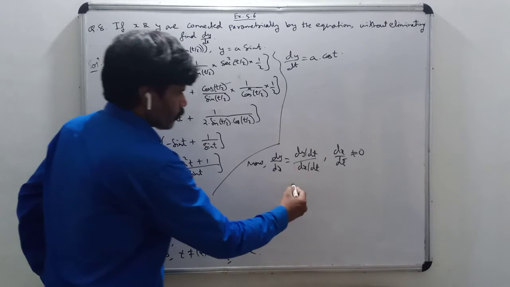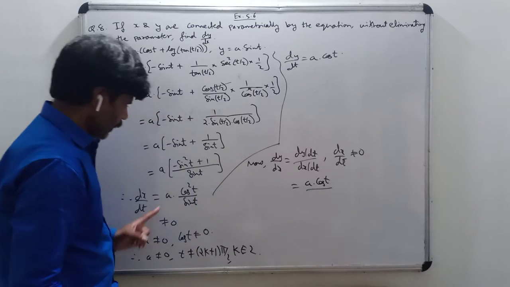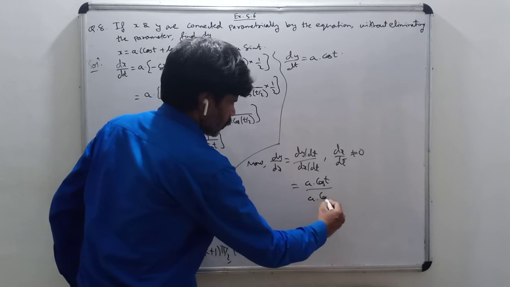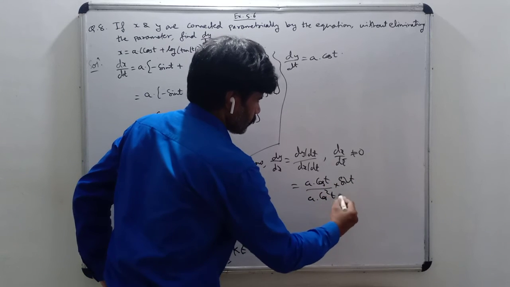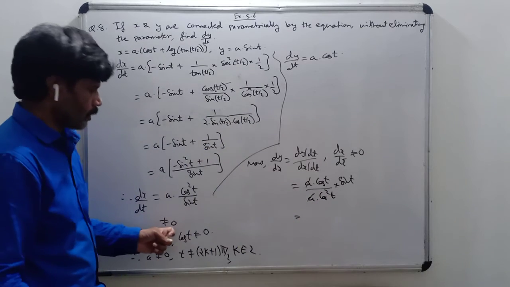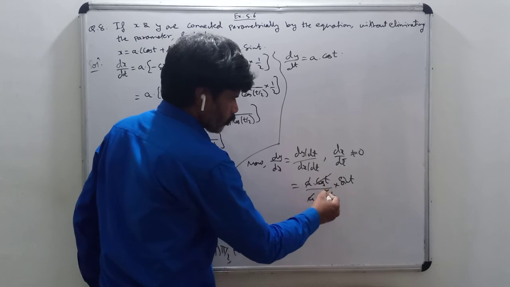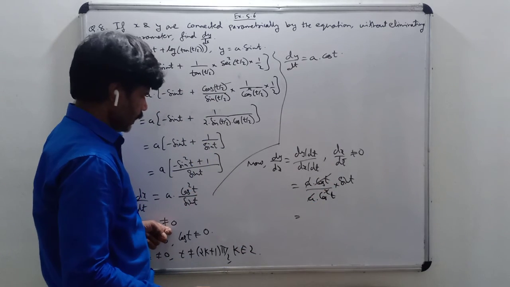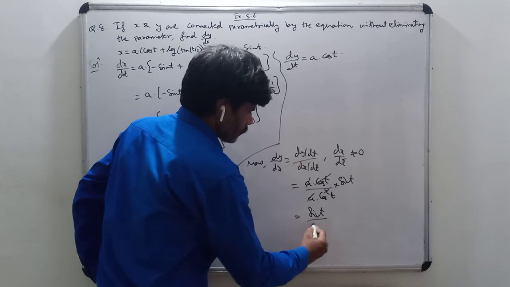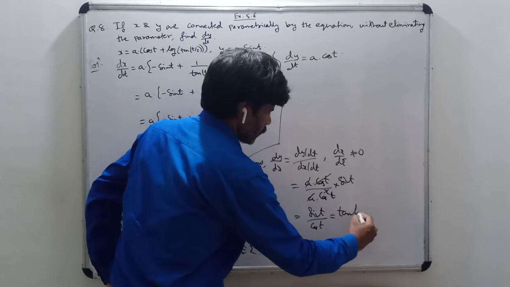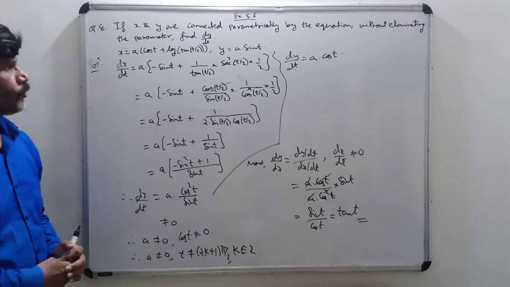Now you put here: dy by dt is a cos t upon dx by dt, which is a cos square t by sin t. So sin t will go in the numerator. A will get cancelled because a is a non-zero number, and one cos t will get cancelled because cos t is again a non-zero number, as dx by dt should not be 0. So what is left? Sin t upon cos t. So that is equal to tan t. So this is the dy by dx of these parametric equations or functions.